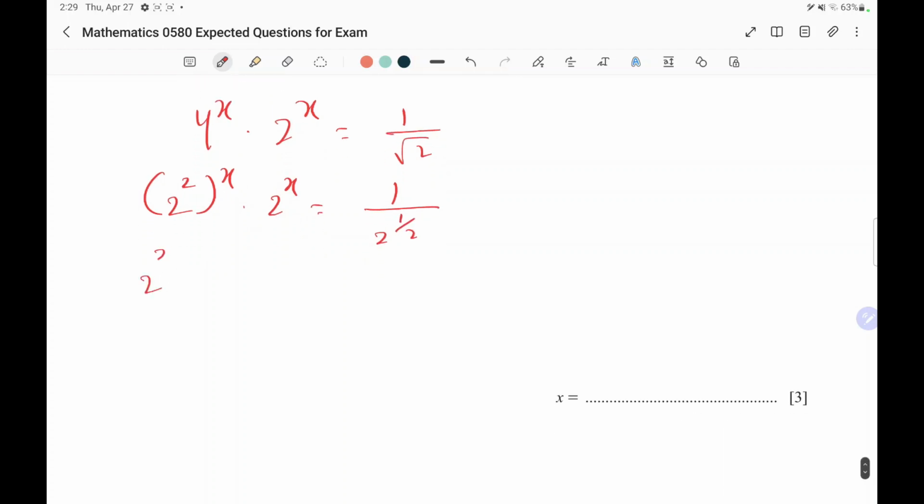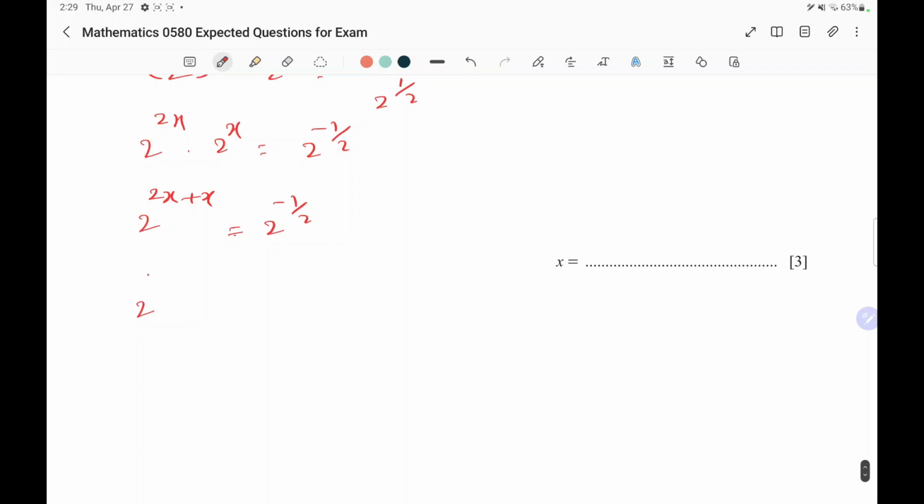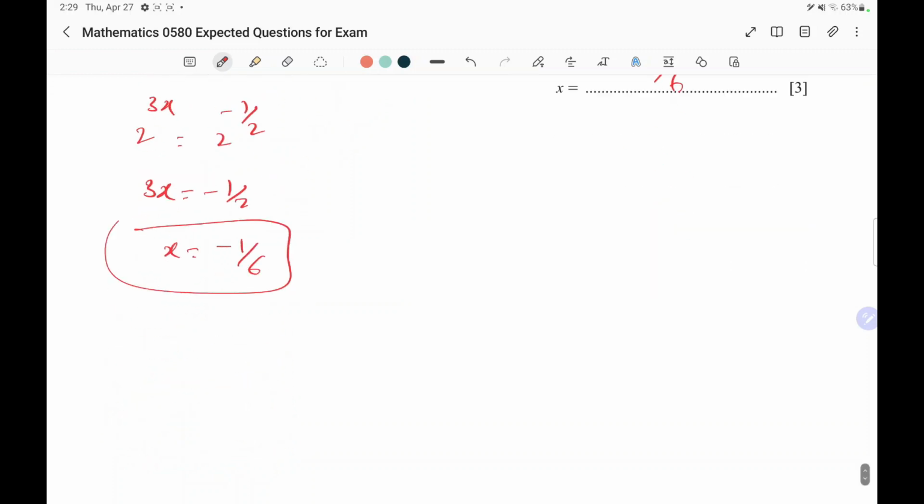So this is 2 to the power 2x times 2 to the power x times 2 to the power minus half. So 2 to the power 3x, just you can add, 2x plus x, and 2 to the power minus half. So 2 to the power 3x equals 2 to the power minus half. 3x equals minus half, then just divide by 3, you will get x equals minus 1 over 6.